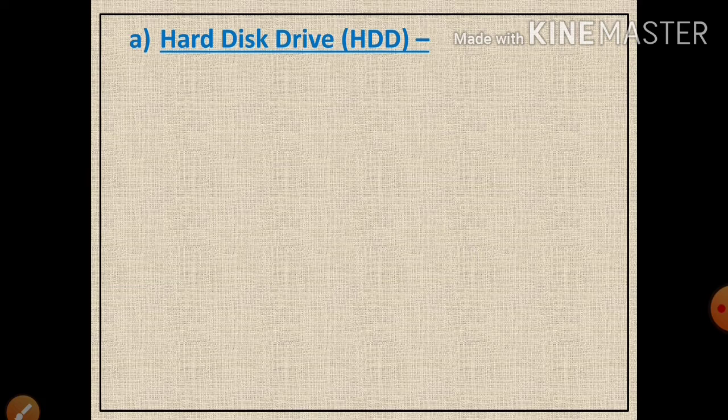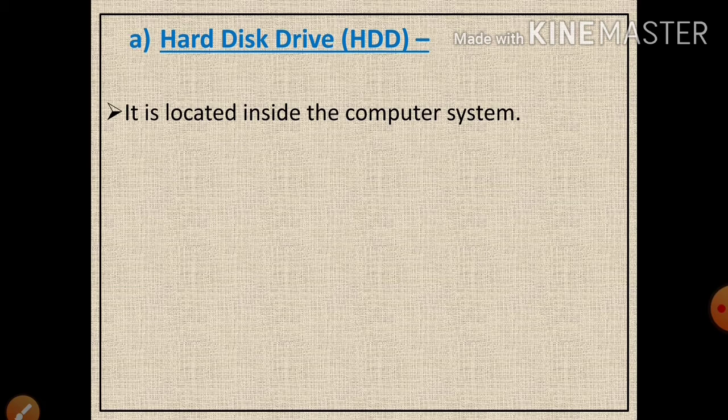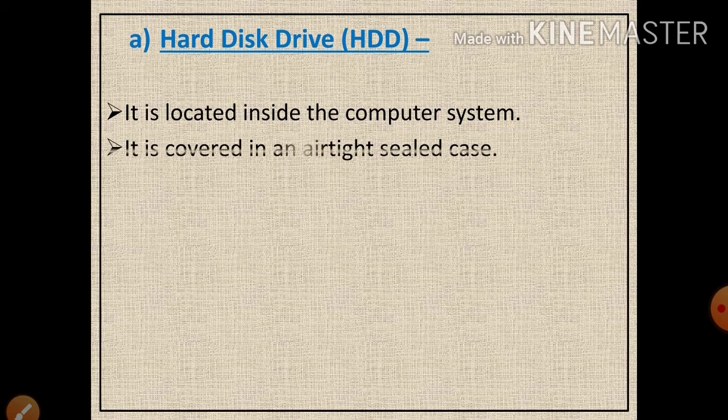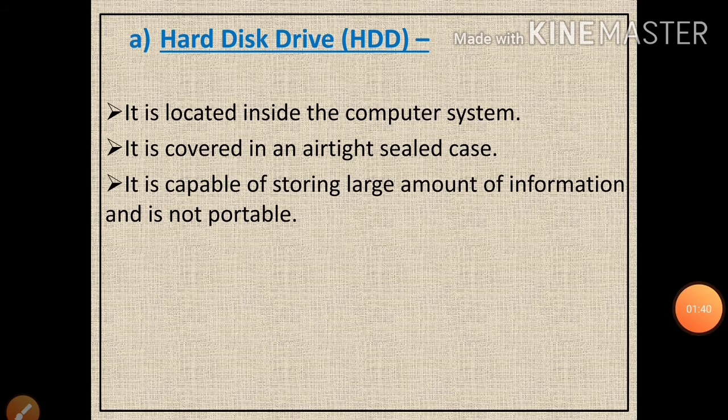Now we are going to learn about the hard disk drive in detail. As you know, the hard disk drive is located inside the computer system. It is covered in an airtight sealed case. This memory is capable of storing a large amount of information, but it is not portable. Portable means we can't carry the hard disk drive with us every time to carry the data with us.